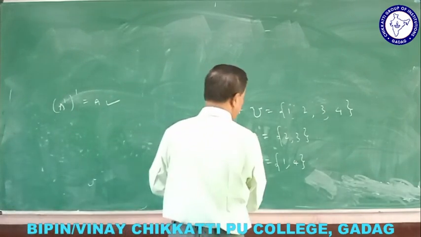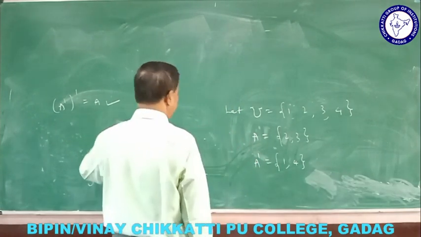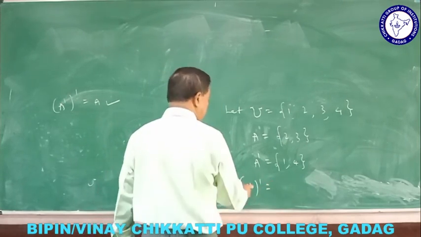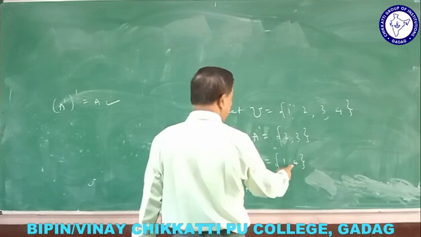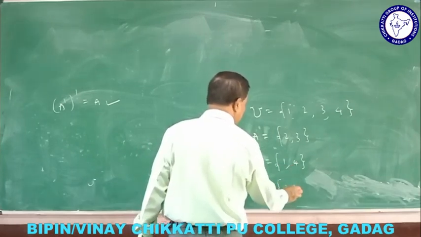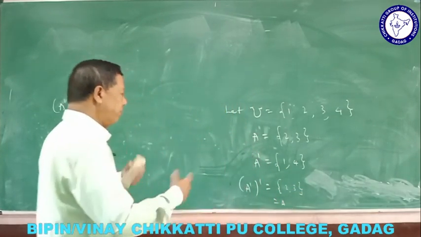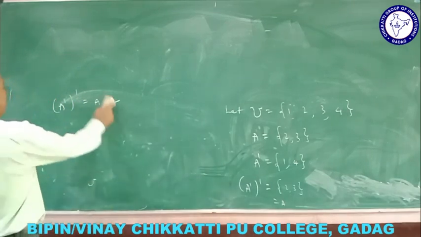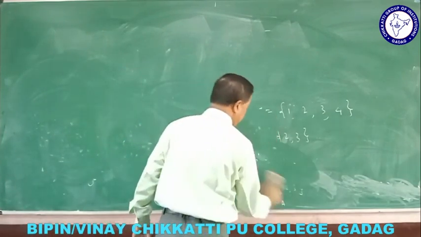For example, here you see A dash, and you have to tell what is the complementation of A dash dash. The complement of A dash means only excluding 1, 4. Excluding 1, 4 means what again you have to write? 2, 3 only. What you say? 2, 3. And what is this? This is nothing but the complement of the complement of A is that set itself. So this is the way of proving the complement of the given set.